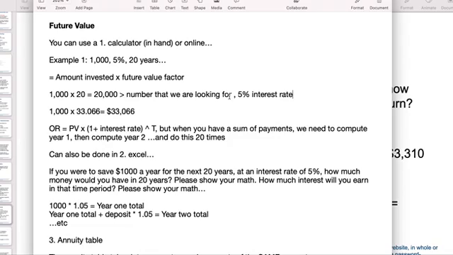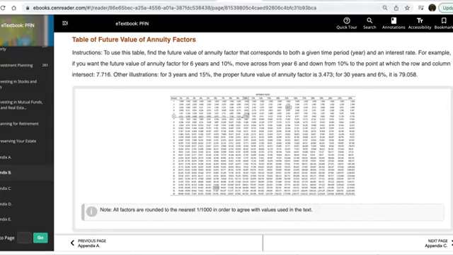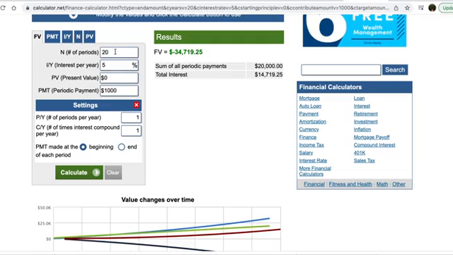There's a couple of ways of solving these problems. You can use a financial calculator. You can find these online. So, for example, I looked one up: 20 years, 5% interest. We don't have anything in there right now.